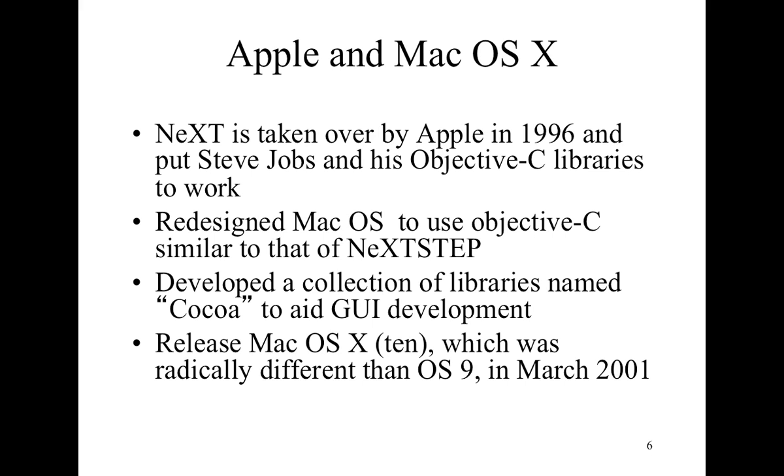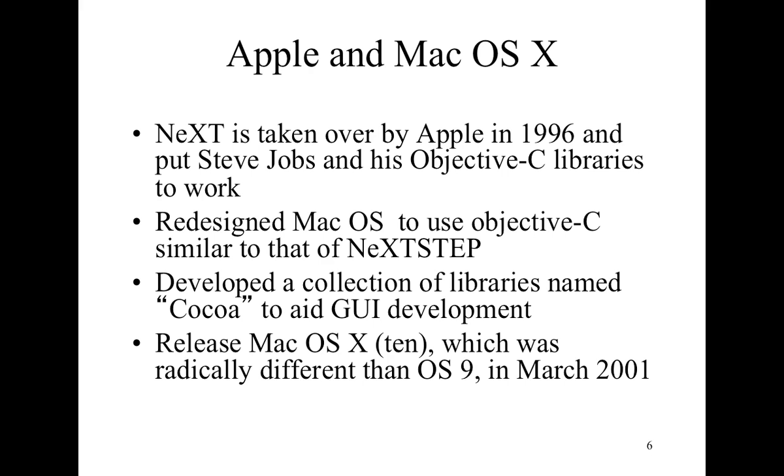So Next is taken over by Apple in 1996. Steve Jobs put it to work. So Apple really didn't invent it. It came from open source Objective-C libraries, which is why it's not for sale. It's free. You buy the computer, you get the operating system on top of it. You pay $15 to upgrade your operating system. They're not selling you. It's practically open source. Not open source, but it's practically open source.